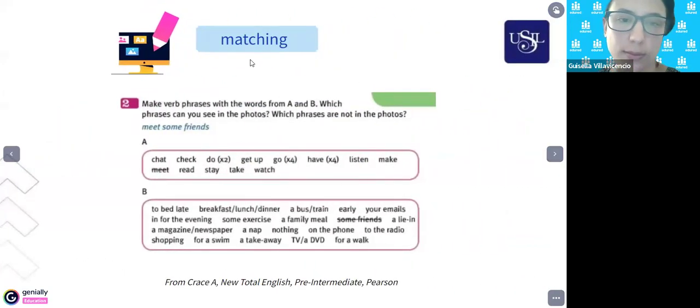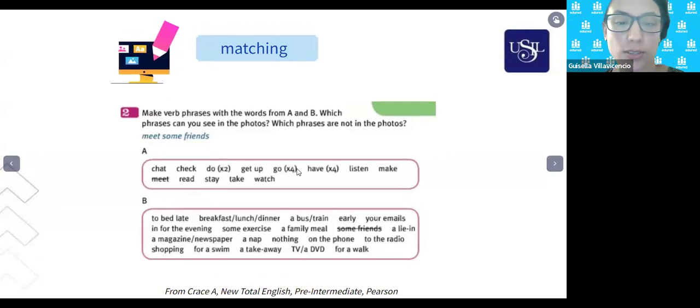Now, we go to matching. Matching is a little higher in difficulty, right? Because here they have to match two parts. For example, in this activity, we have the verbs and the nouns. When you have a verb and a noun that go together, this is a collocation, right? Remember collocations. So here they have to think a bit more, which verb makes sense with the noun? This is a matching activity.